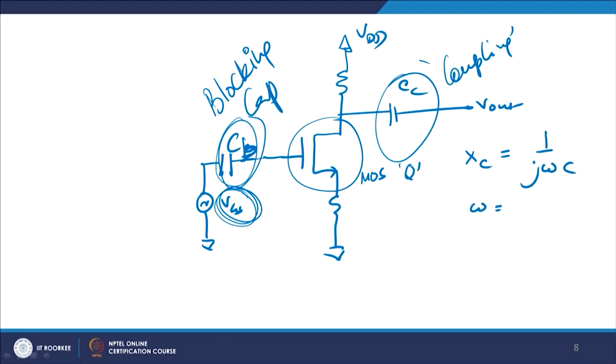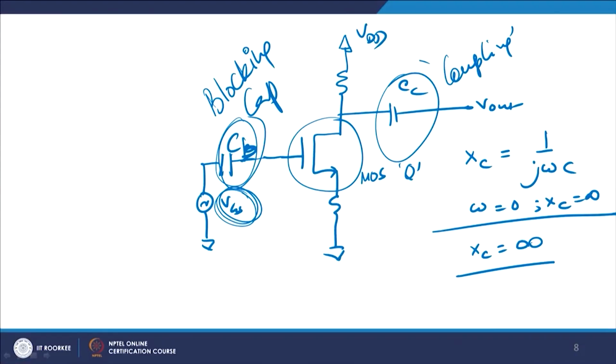So, when your omega is 0, XC is infinity. Therefore, for a DC bias, which is omega equals 0, the capacitive impedance is infinity, and therefore it does not allow any DC source to go here, and it looks very good.